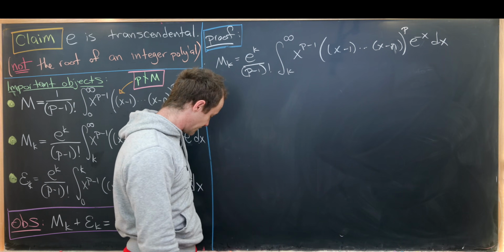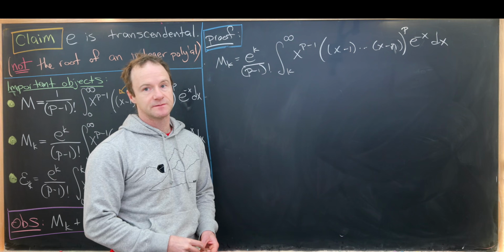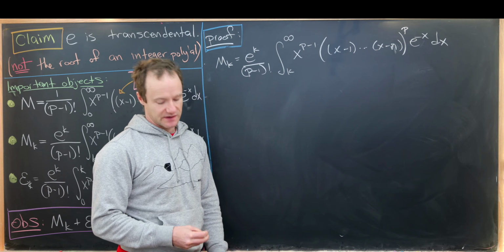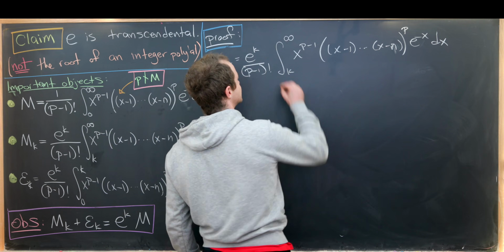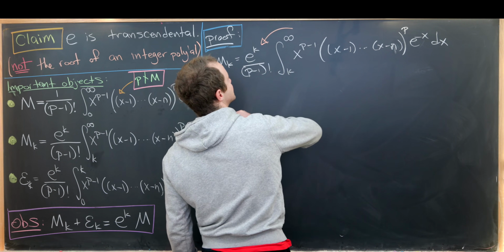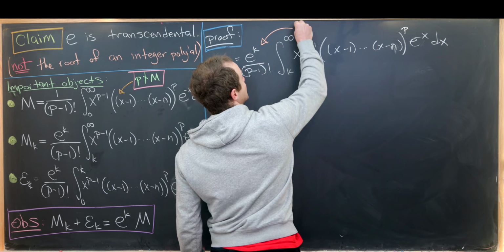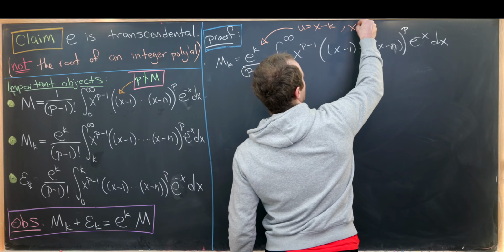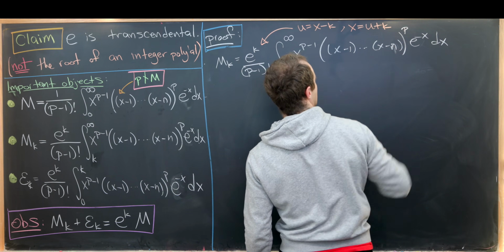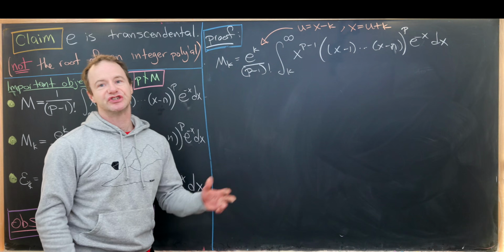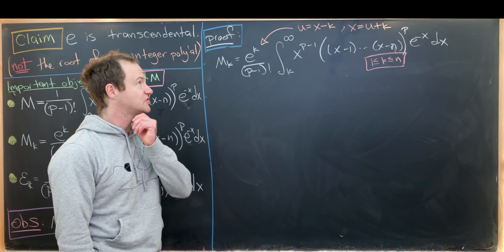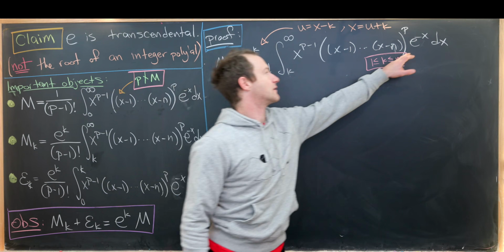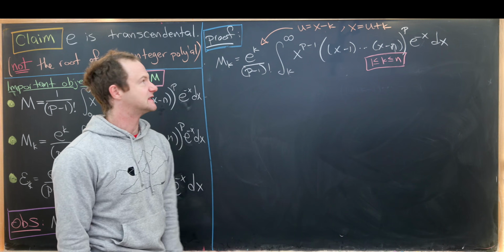So the trick here is we want to do a change of variables so that we integrate from 0 to infinity instead of k to infinity, just to make this thing work out a little bit nicer. And the change of variables that will make that happen is u equals x minus k, which means x is equal to u plus k, and thus dx is just du. So now performing our change of variables is not too bad. Notice that this e to the k will combine with this e to the minus x and give us an e to the minus u.